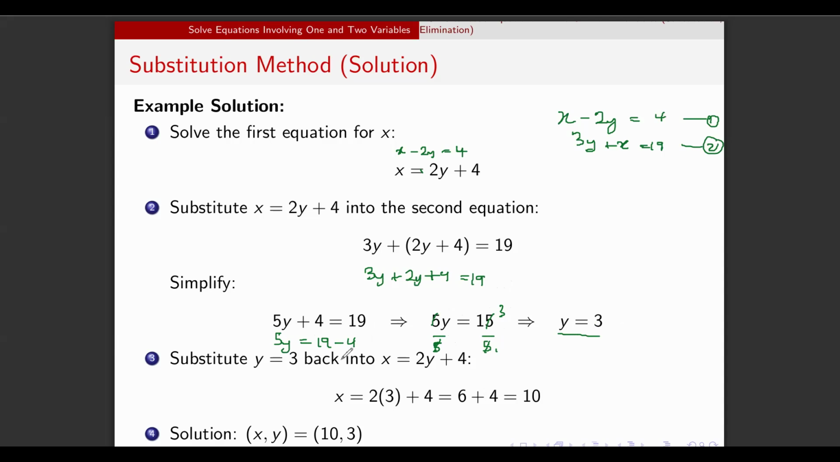Now I'm going to take y equals 3 and put it back in equation 1, okay? Equation 1 was simplified to this. I can also use this one. So I have x equals 2y plus 4, and y is 3. So I put it there, 2 times 3 is 6, plus 4, and it's equal to 10. Therefore, x is equal to 10. So finally, I have the solution as x equals 10, y equals 3, which is the solution to this system of equations: x minus 2y equals 4, 3y plus x equals 19.